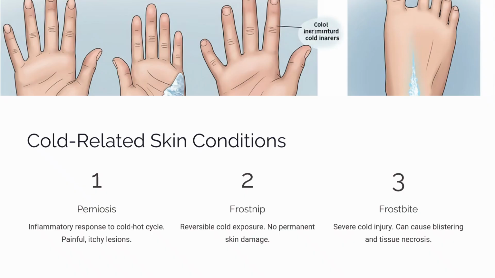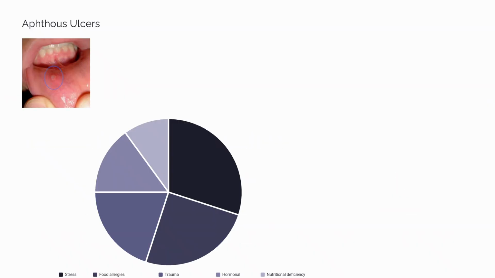With regard to perniosis, let me tell you about frost nip and frost bite. The word nip means that you're just taking a small bite. So this means that it is not very severe. There is a reversible cold exposure, but there is no permanent skin damage. In frost bite, it is because of severe cold injury. It can cause blistering and tissue necrosis.